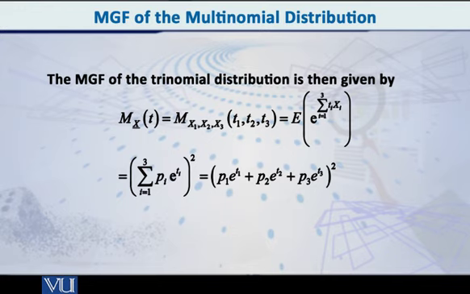So what do we get? (P1 e raised to t1 plus P2 e raised to t2 plus P3 e raised to t3) whole raised to 2. Now you can expand this expression. And you know the well-known formula, (a plus b plus c) whole square is equal to a square plus b square plus c square plus 2ab plus 2ac plus 2bc. So apply the same here and you get the expression that you now have on the screen.